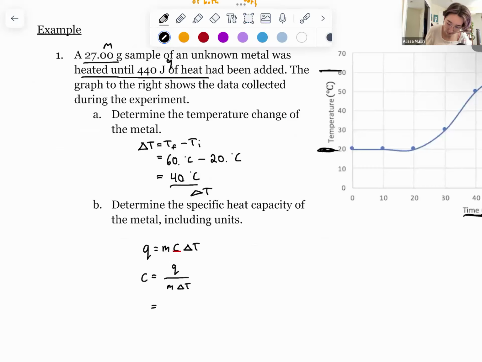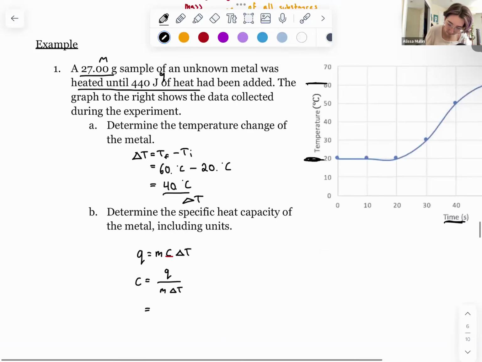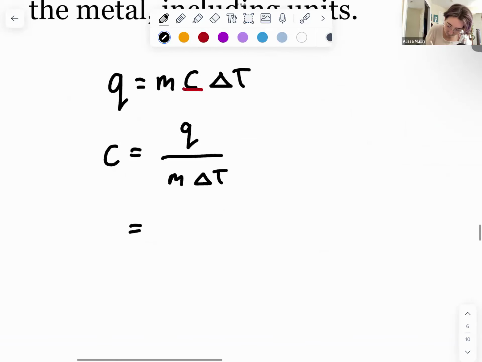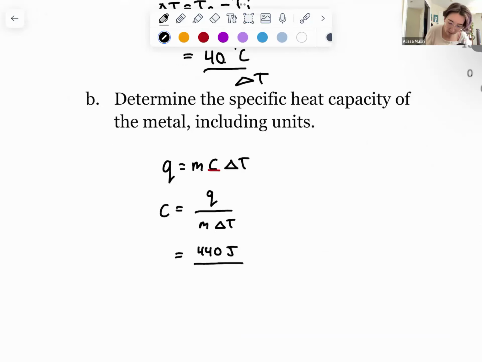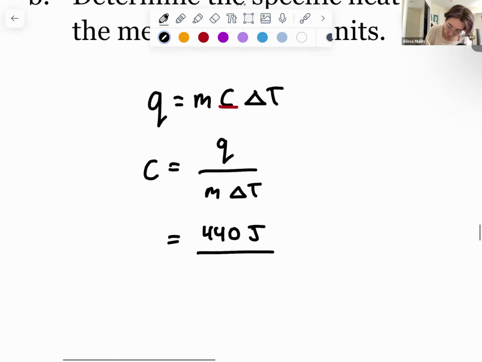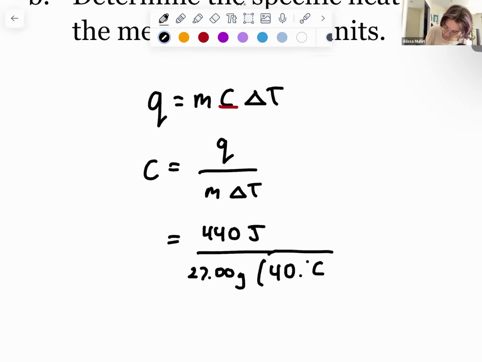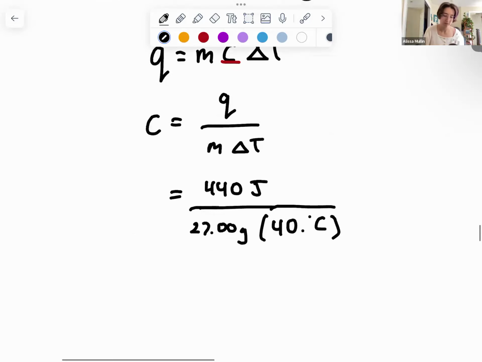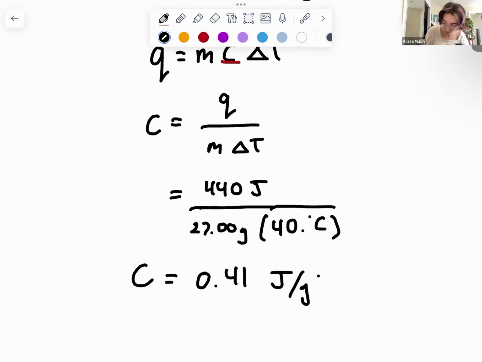I'm just going to rearrange for that just to make the algebra slightly less difficult. So I should put positive 440 joules over my mass, 27.00 grams, times my temperature change. So that should be that my heat capacity is 0.41 joules per gram degrees Celsius.